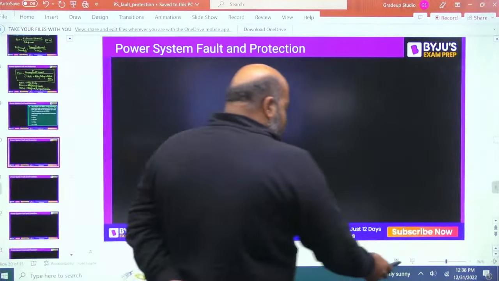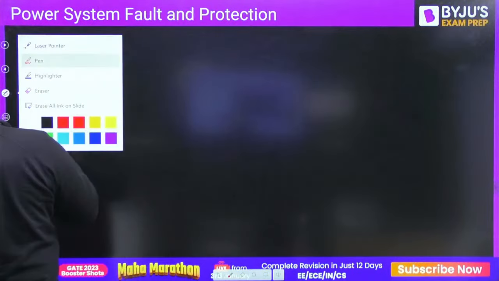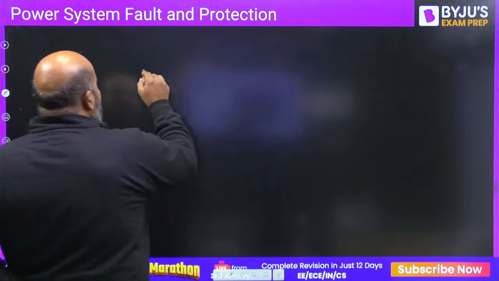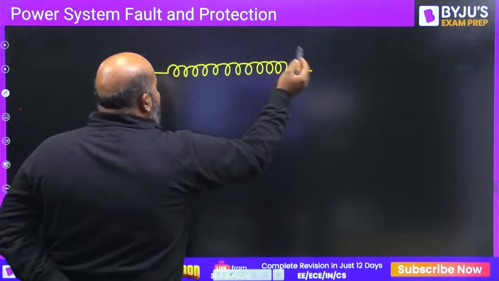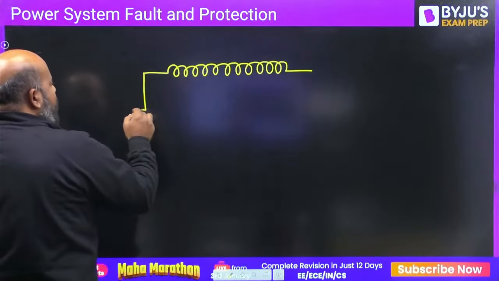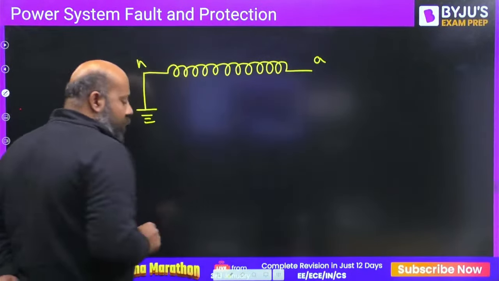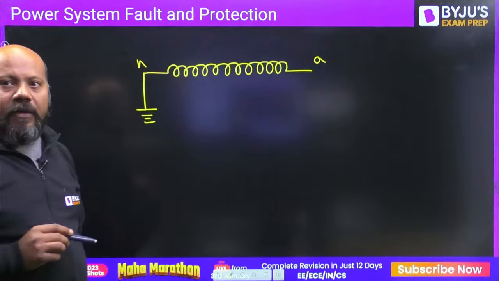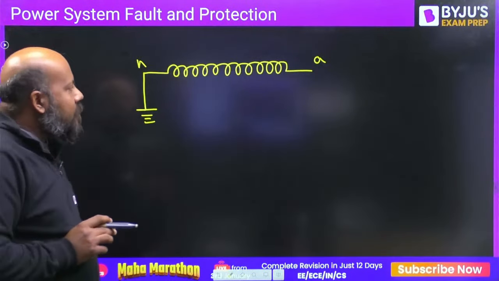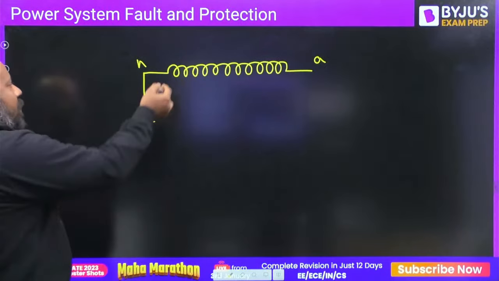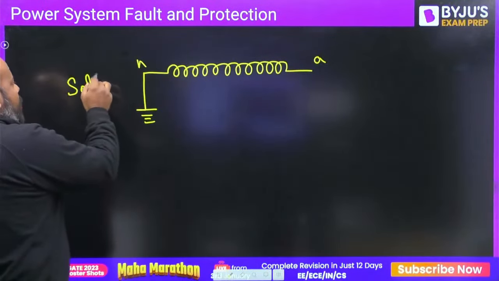When you are protecting the alternator, what happens? Suppose this is one phase of the alternator. This is the neutral. Suppose this is A phase. Listen. Now, this time we are connecting the neutral directly to the ground. So, this is solidly grounded.